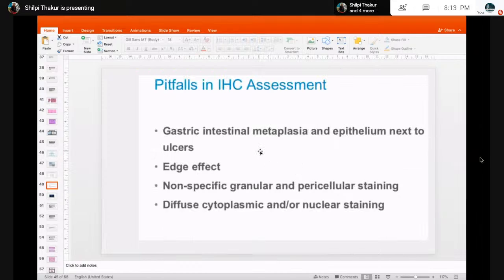There may be some pitfalls when we assess HER2 by IHC. Gastric intestinal metaplasia or the epithelium next to an ulcer can show HER2 positivity, which can be a false positive. Or the edge effect, which is very common in small biopsies, is also a pitfall. Also, non-specific granular or pericellular staining can't be considered correct HER2 staining. And if HER2 is present as diffuse cytoplasmic or nuclear staining, that is also not correct. So these are the pitfalls.